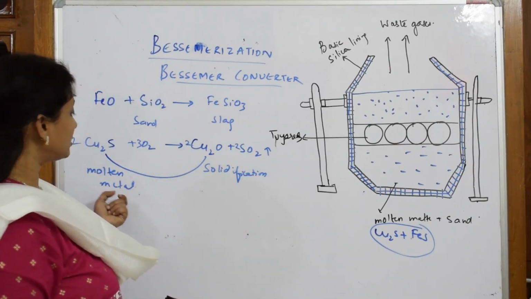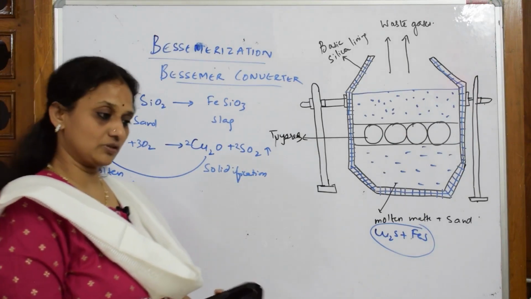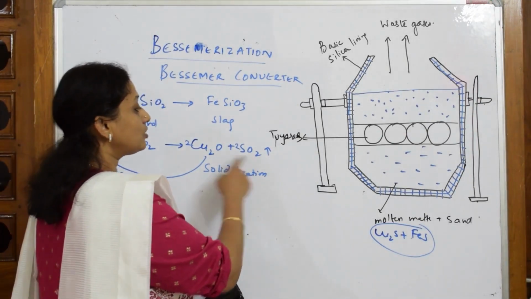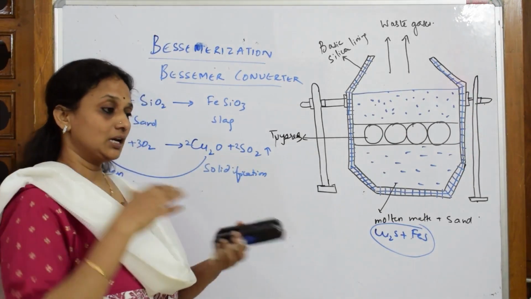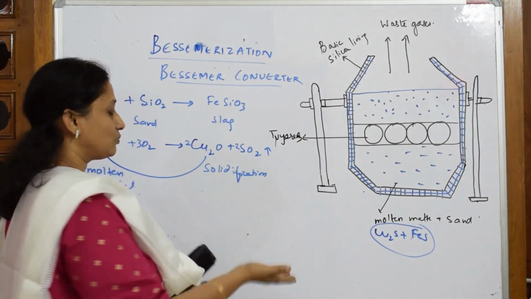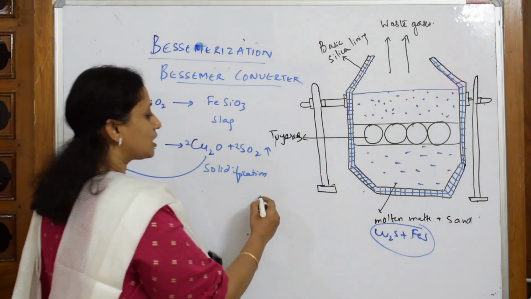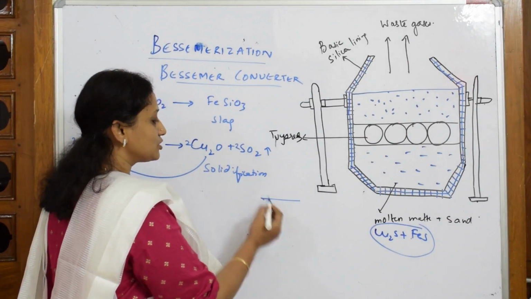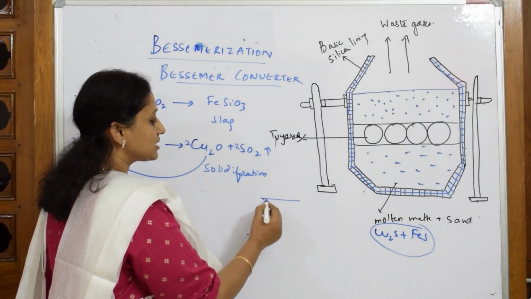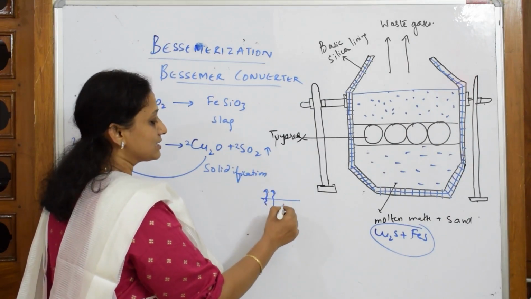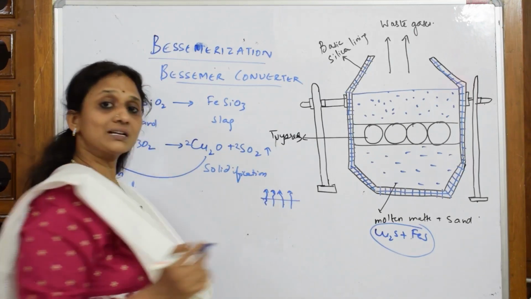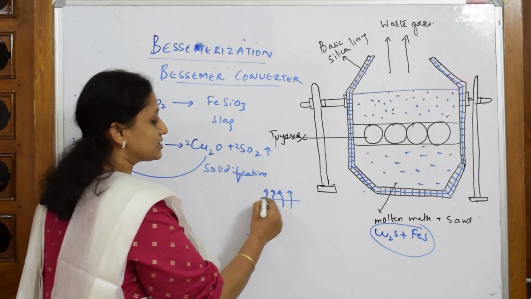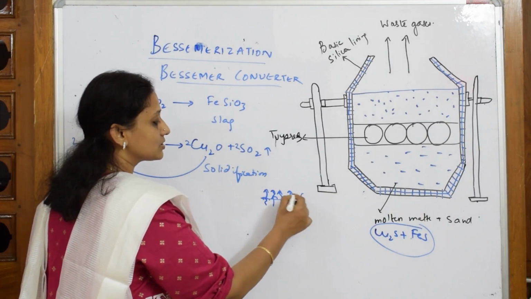When the process of molten metal getting converted to solidification or solidifying, what gas is evolved? Sulfur dioxide gas is evolved. Now, this sulfur dioxide gas, what does it do? It tries to come out of this metal surface. When it is trying to come out of the metal surface, it forms blisters on the metal, like this, blisters.